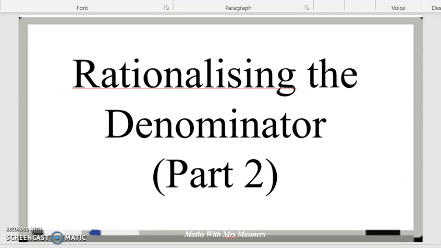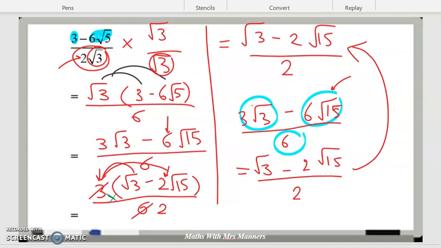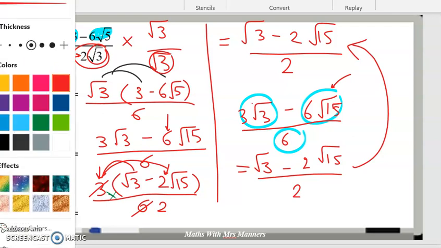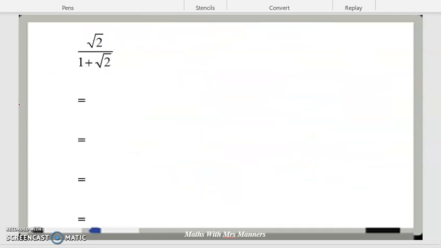This video is part 2 of rationalizing the denominator. So in the last video we looked at questions where there's a single term at the bottom, a single term in your denominator. Nice. There you can see that's just 2 root 3. That's a single term.